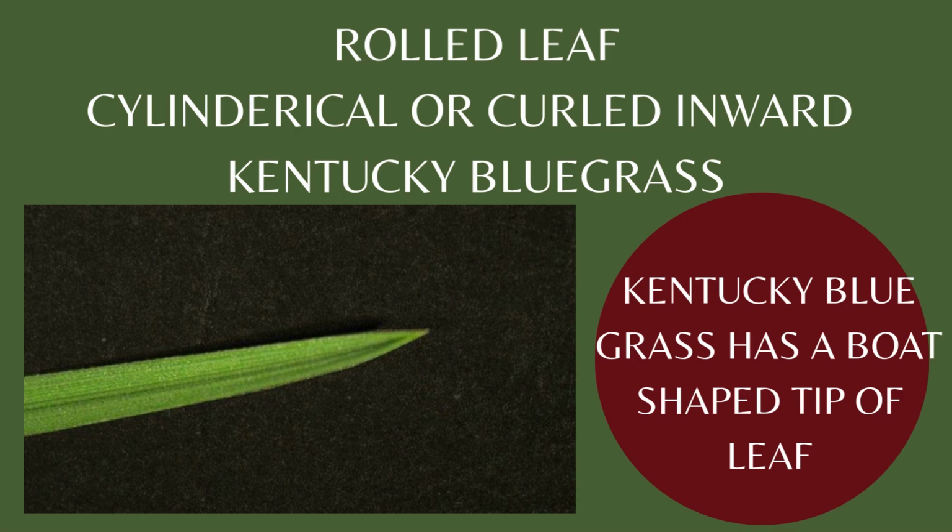So next we're going to look at rolled leaves, and this is where they'll be kind of rolled long ways or cylindrical or curled. Kentucky bluegrass kind of looks like this. It kind of has a boat shape to the tip of its leaf, and that's its identifier.